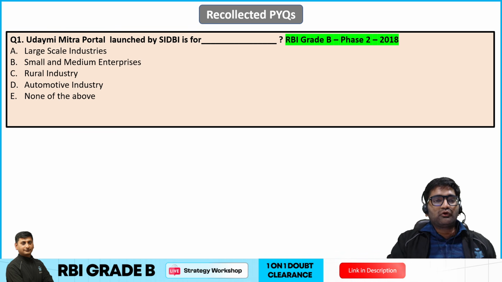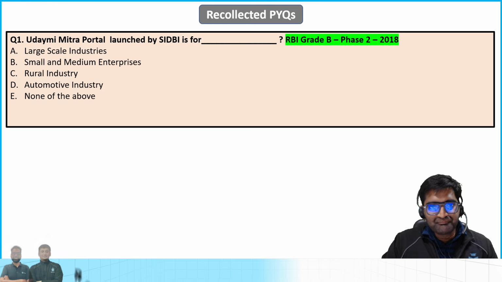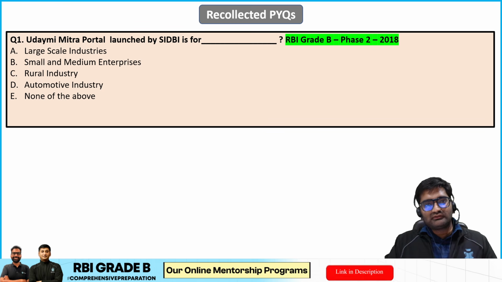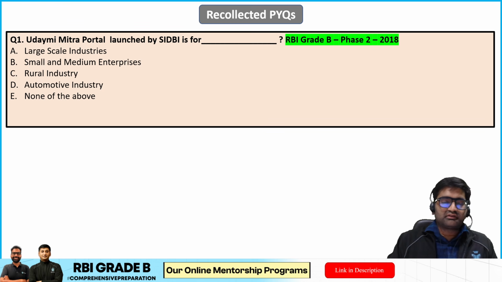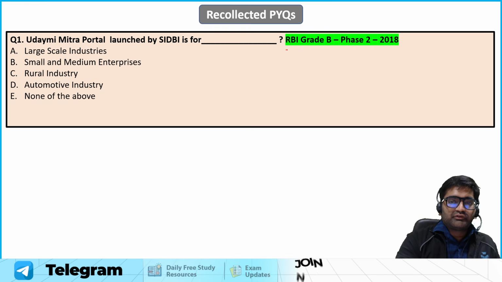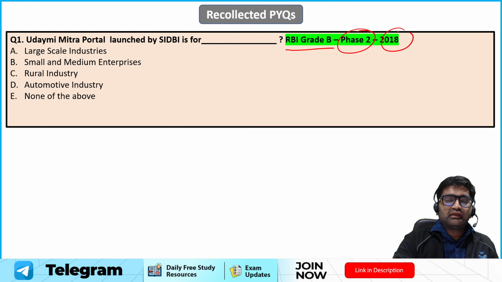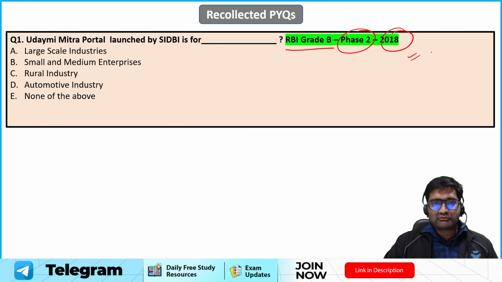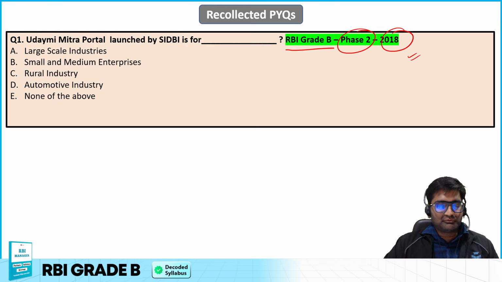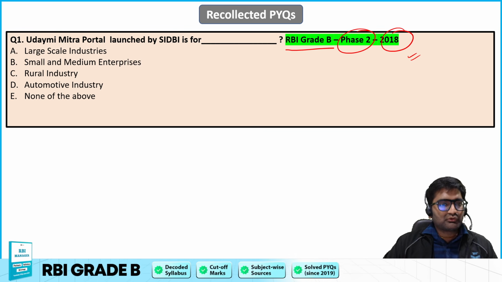Udyami Mitra portal launched by SIDBI is for dash. Okay, so Udyami Mitra portal is a very important one. In many of the exams it is asked. For the RBI Grade B Phase 2 2018, this was a question that was asked, and in the upcoming exam also it might be asked. So Udyami Mitra portal is for whom?